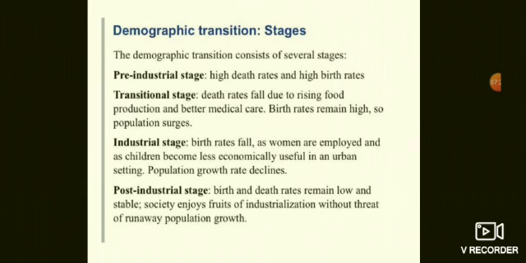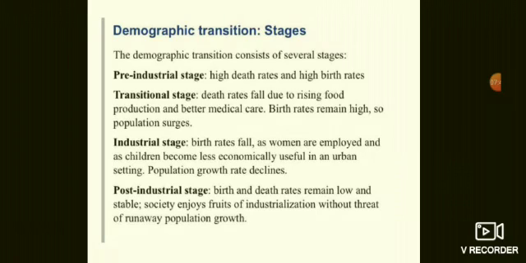There are different stages. First is called the pre-industrial stage, that I explained earlier, that is high death rate and high birth rate. Second is called the transition stage. Death rate falls due to rising food production and better medical care. Birth rates remain high, so population surges.